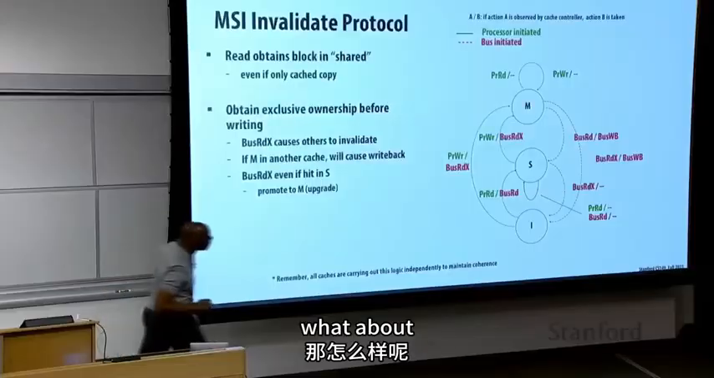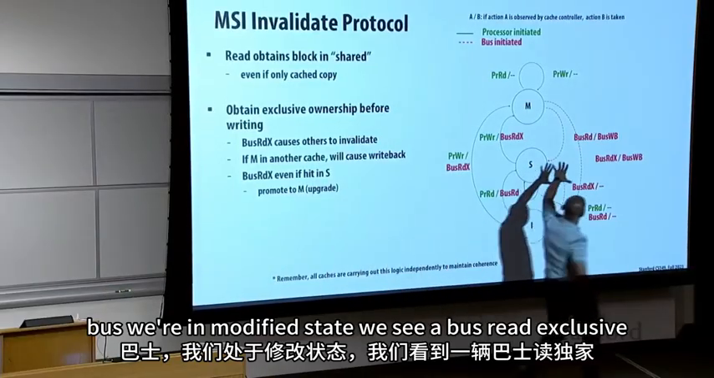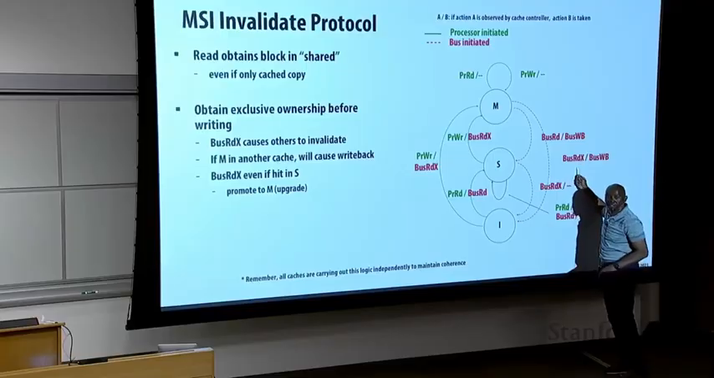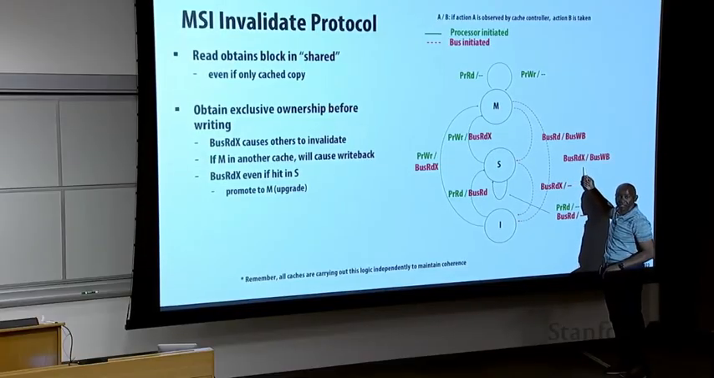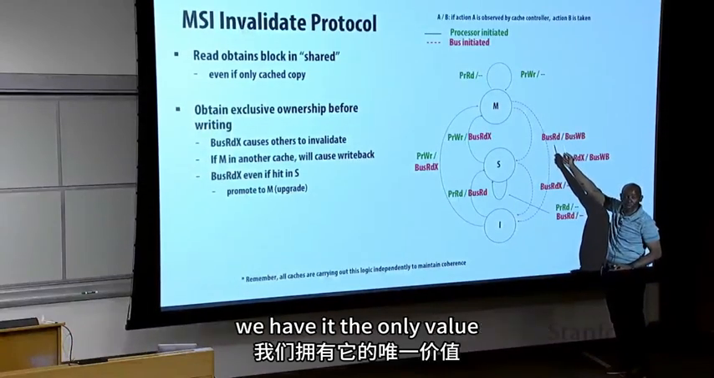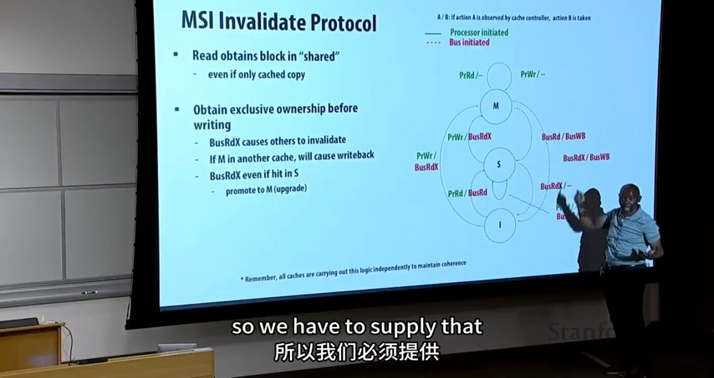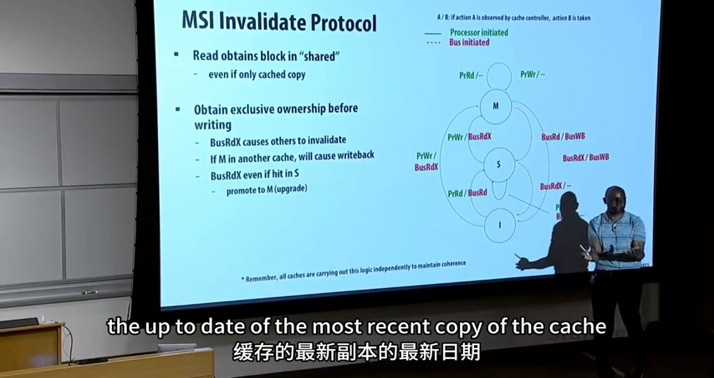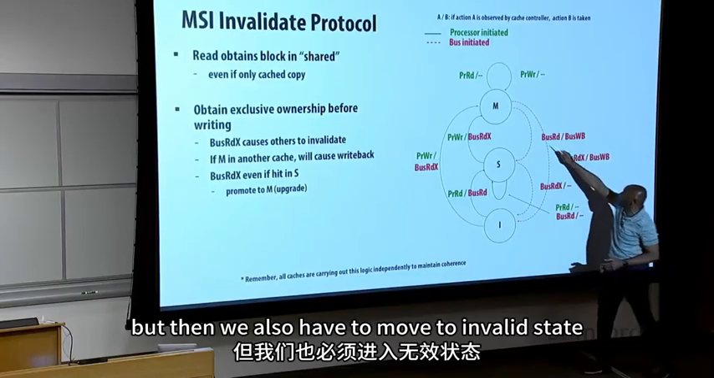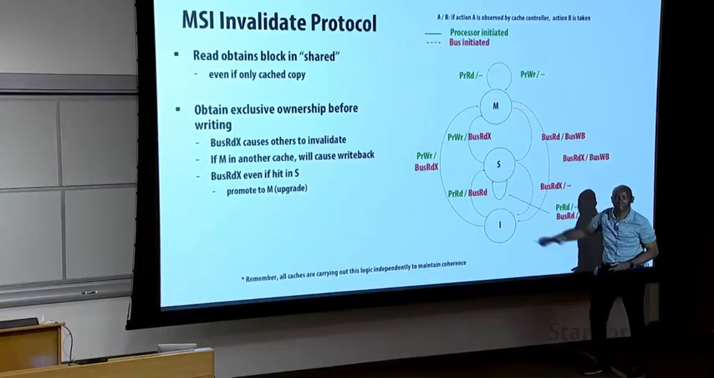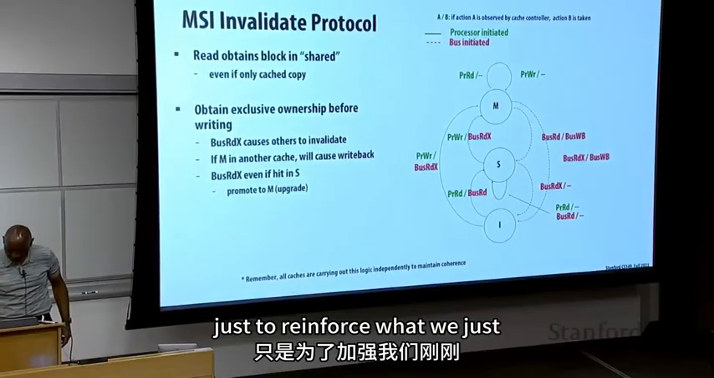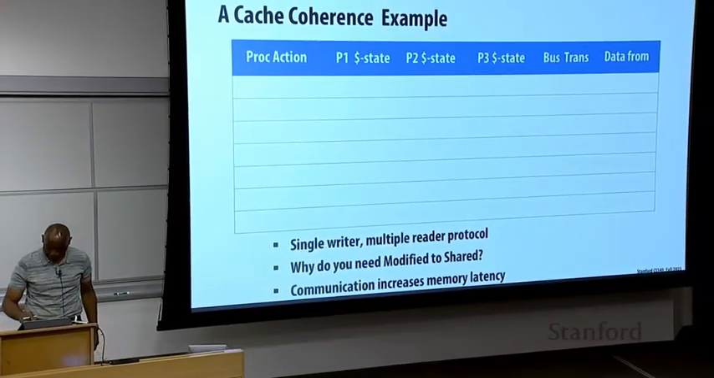All right. What about bus read exclusive when we're in modified state? That means some other processor wants to write this cache line, and we have the only valid copy. So we have to supply the most up-to-date copy of the cache line. So it's got to be a bus write back, but then we also have to move to invalid state. Okay, everybody understand that?